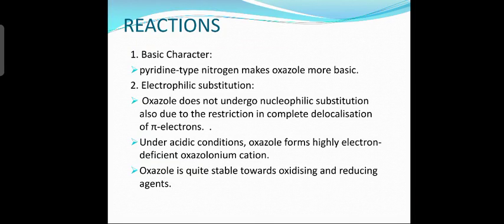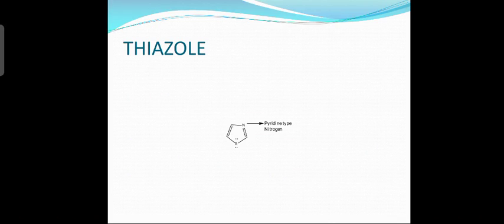Under acidic conditions, oxazole forms a slightly electron deficient oxazolium cation. Hence, electrophilic substitution reactions such as nitration, sulfonation, halogenation, etc. do not take place. So, oxazole does not undergo nucleophilic substitution reactions also. Now, oxazole is quite stable towards oxidizing and reducing agents. Alright. Now, next let us see thiazole.